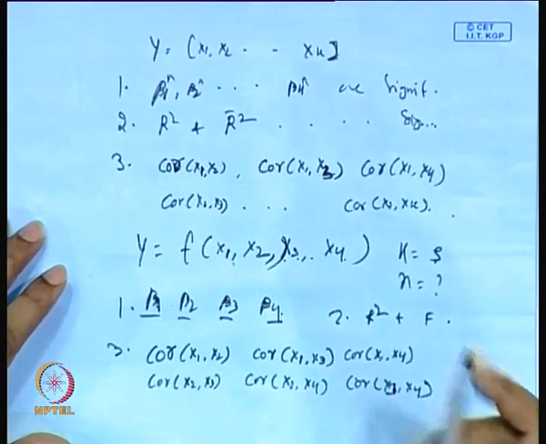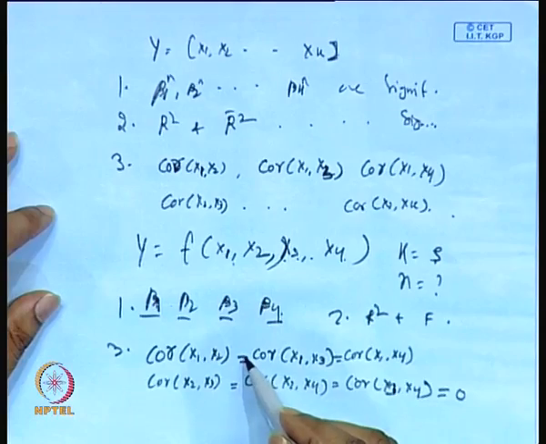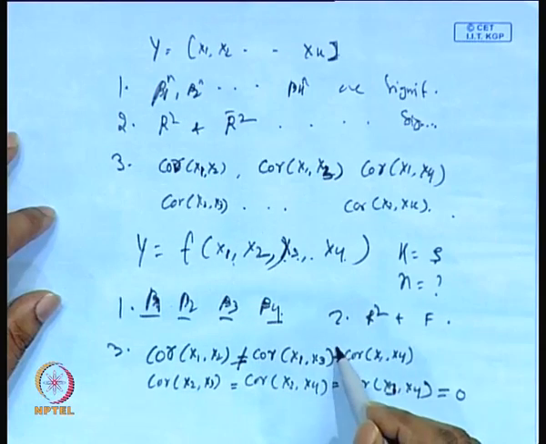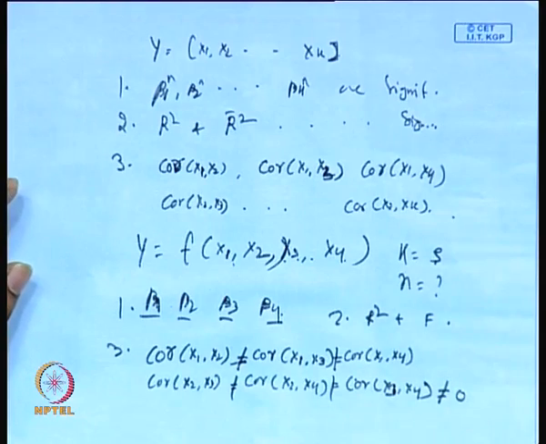By any chance, if all these values are equal to 0, then there is no such multicollinearity issue. So this problem is absolutely free from multicollinearity. However, they may not be equal to 0, and if they are not equal to 0, then obviously it is a serious problem. Remember one thing.